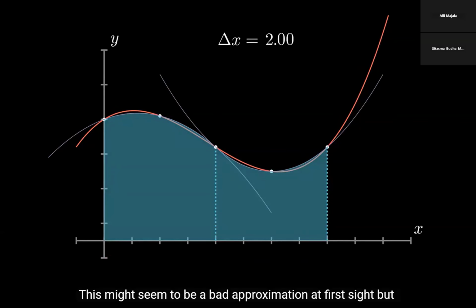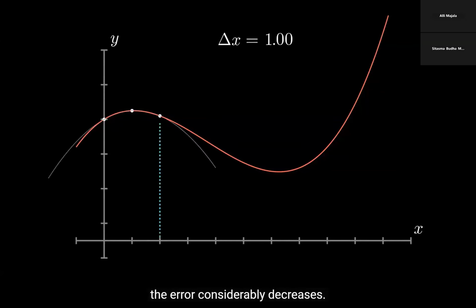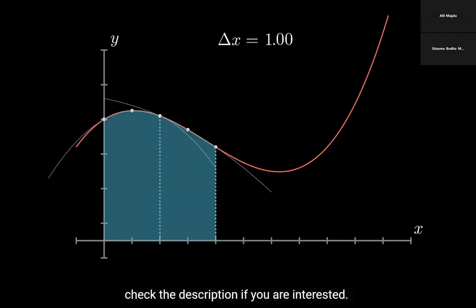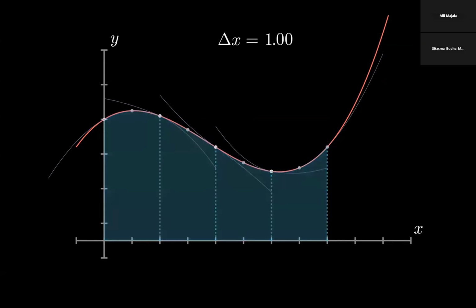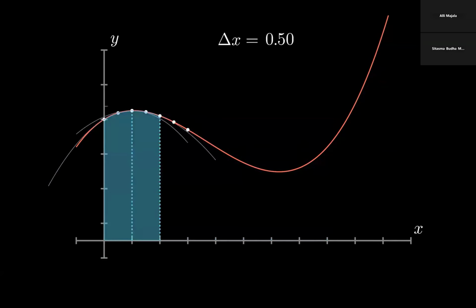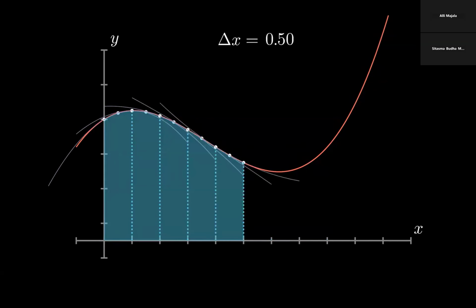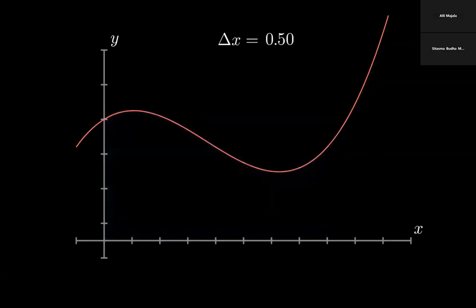This might seem to be a bad approximation at first sight, but as we decrease the size of the interval delta x, the error considerably decreases. I'm not going to show the error analysis here, but check the description if you're interested. So when you divide the area into smaller and smaller intervals, the approximation gets closer and closer to the real value.